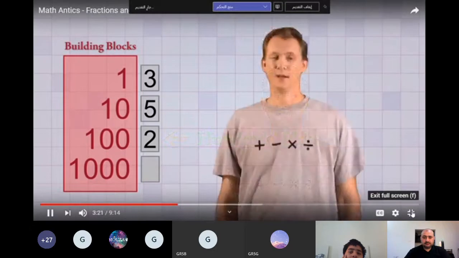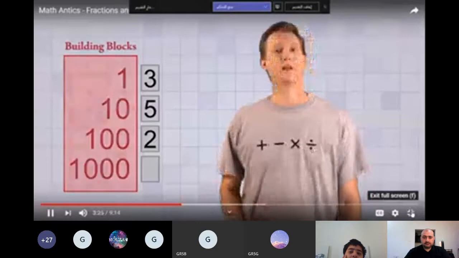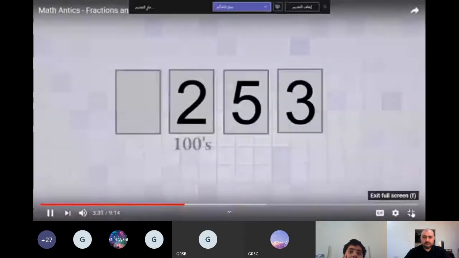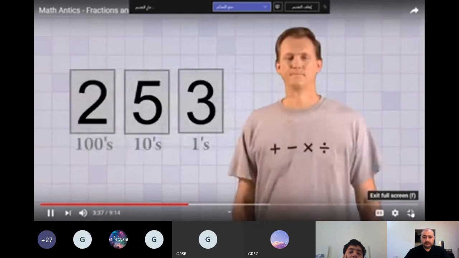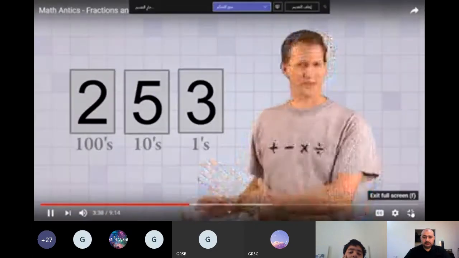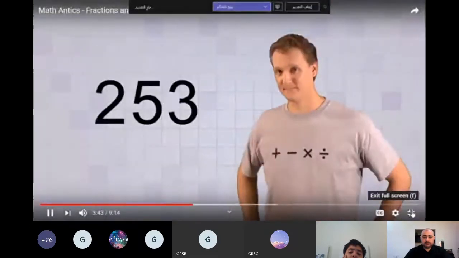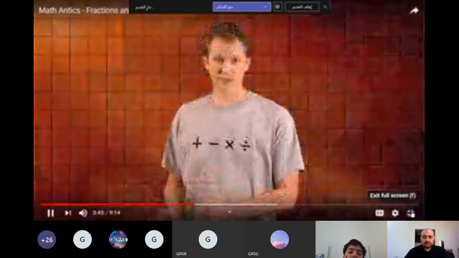Of course, most of you aren't used to seeing numbers written like this, so let's rearrange our number places to make it look more like we're used to. There. Now you can see that the 2 in the hundreds place, the 5 in the tens place, and the 3 in the ones place all combine to make 253. Oh, and most of the time we don't actually show the number places. They're invisible. There, that's better. Okay, so that's how we use our building blocks, number places, and digits to write any whole number we want to.